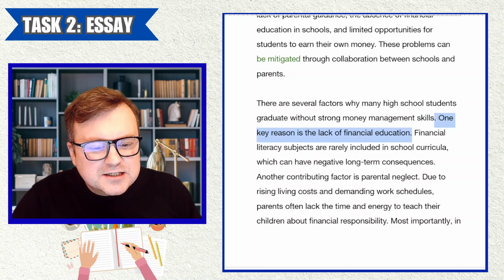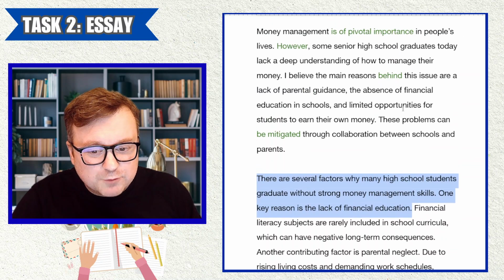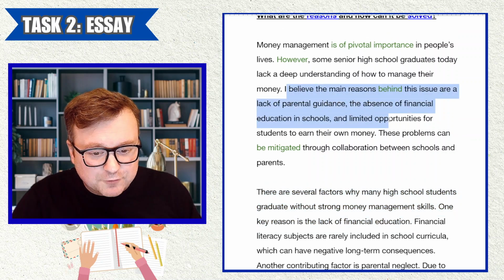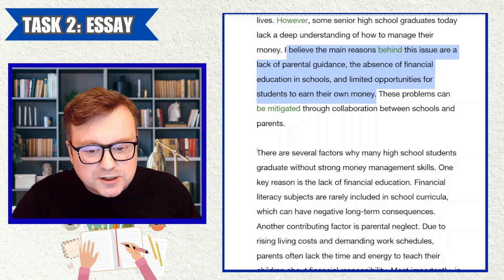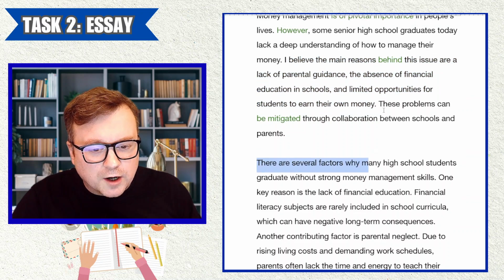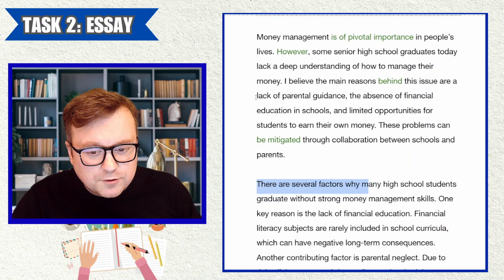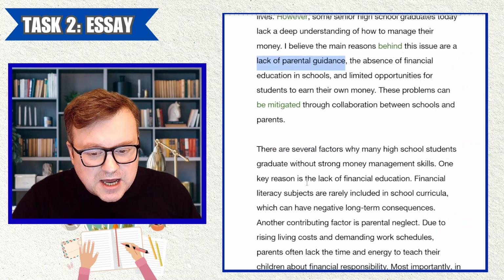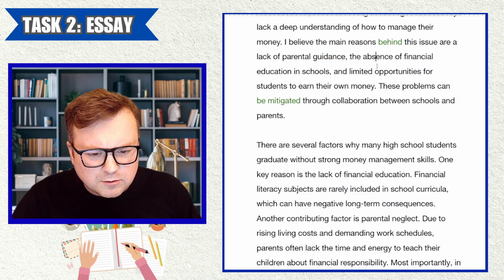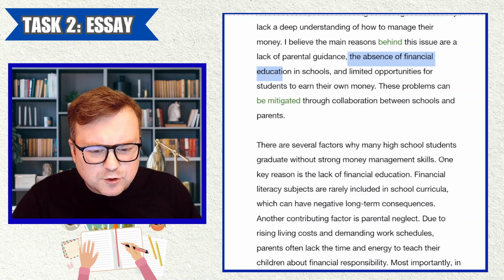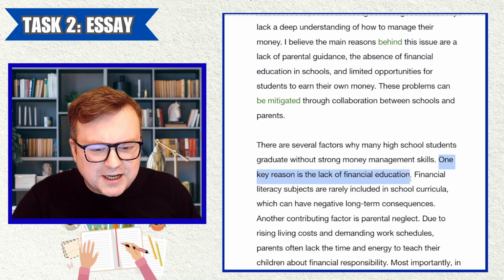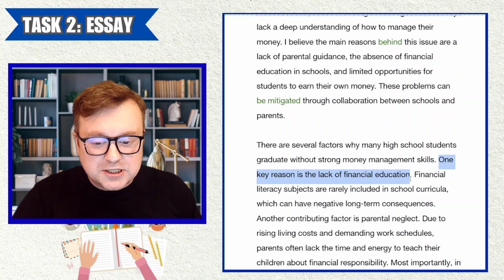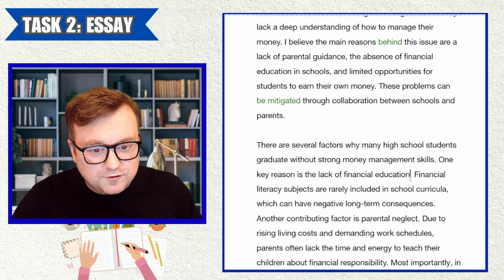Now, notice this is all repetition, right? You've given several reasons here. Now you're mentioning again that there are several factors why. You've said that one reason is a lack of parental guidance, and now lack of parental guidance and the absence of financial education. And now you're saying one key reason is the lack of financial education. So this is repetition, and we want to avoid it.